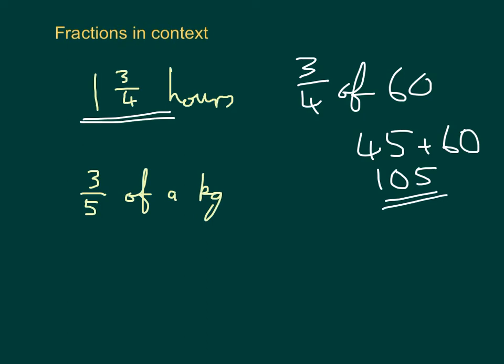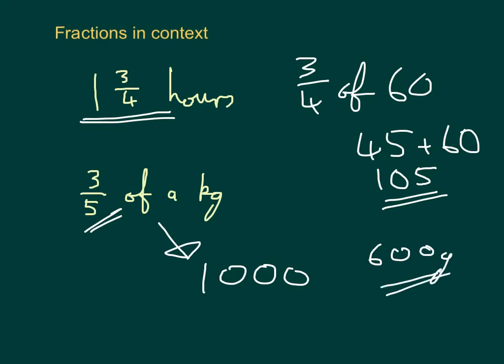3/5 of a kilogram. Now again here, I'm looking for the quantity. Well, it's out of 1,000, 3/5 of 1,000. And I just need to divide 1,000 by 5, the denominator, to find 1/5, 200. So 3/5 will be 600 grams. Now we're going to have a go at some questions that use fractions within measures.